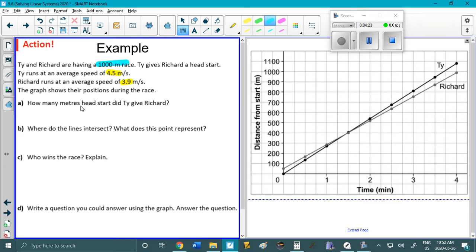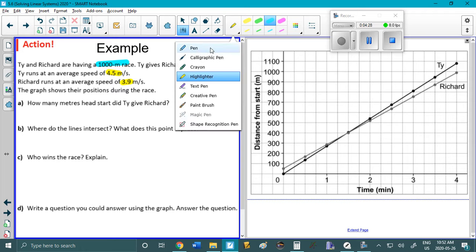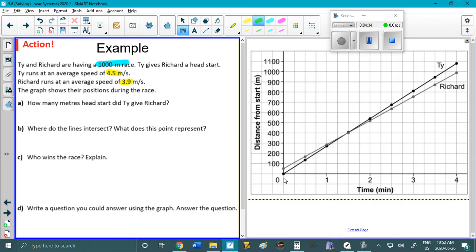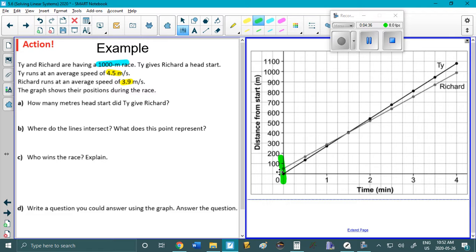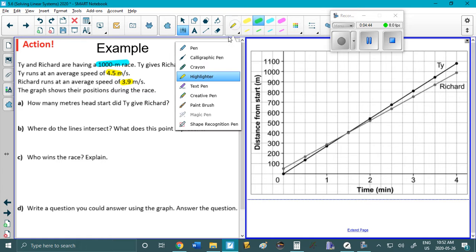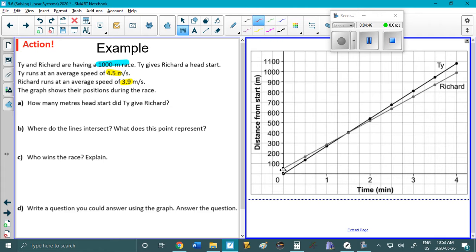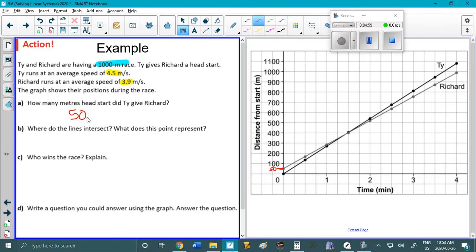Okay. So first, how many meters head start did Ty give Richard? So I'd like you to look at the graph, and what you're going to need to look at specifically is when time equals 0. So you're going to look right there, and you're going to see how far ahead was Richard at time 0. Well, you can see here, at the beginning of time, Richard was here. So that's about 50. So he gave him a 50-meter head start.